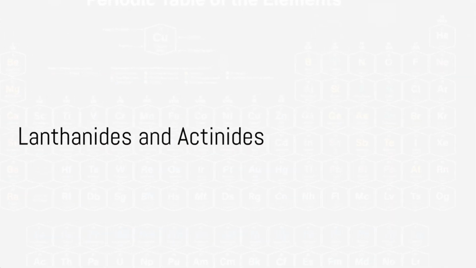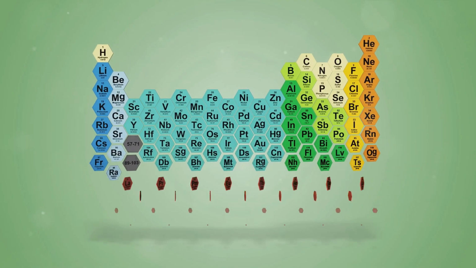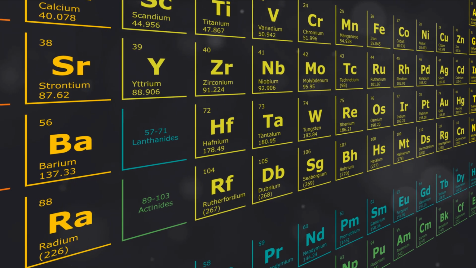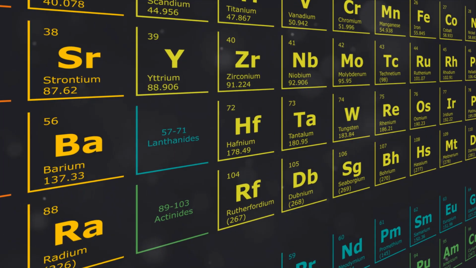Lastly, we have the lanthanides and actinides, also known as the rare earth metals and radioactive metals. They're found in the two rows usually depicted below the main body of the table. They include elements like uranium and plutonium.